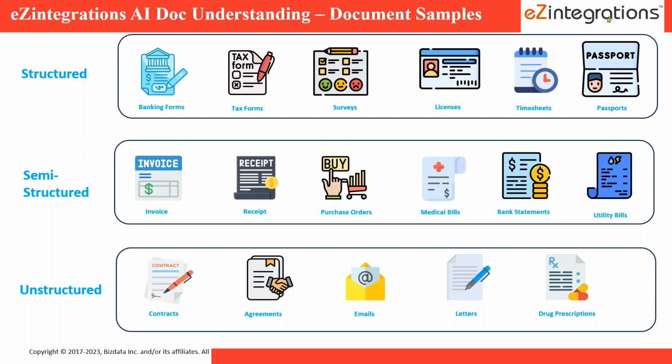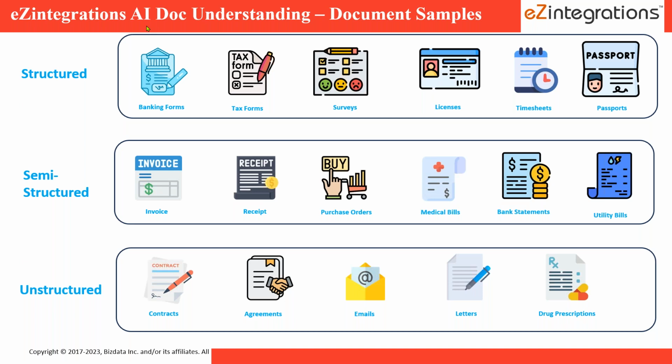Another area is the bank statement. Again, a bank statement is about 50%, I would say, structured as well as unstructured, and the same goes for utilities. Now there are a lot of documents which are totally unstructured.